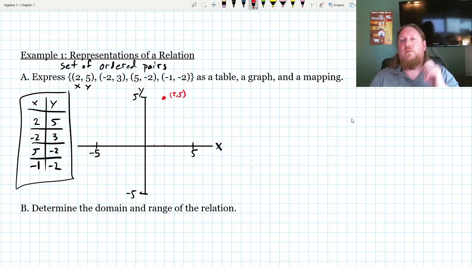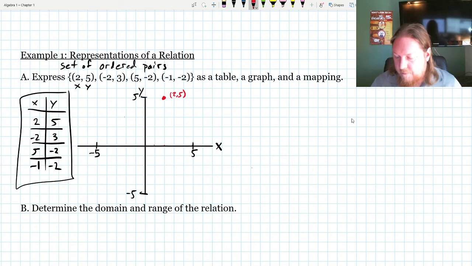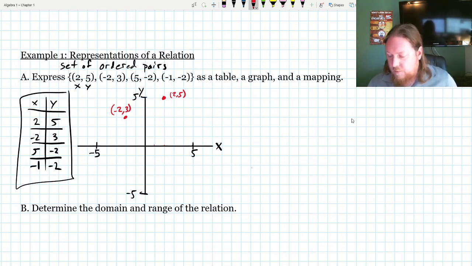And now I'm going to do the next point, -2 in the X, so I'm going to go left 2, and then up 3. -2, 3. Next is +5 on the X, -2 in the Y.